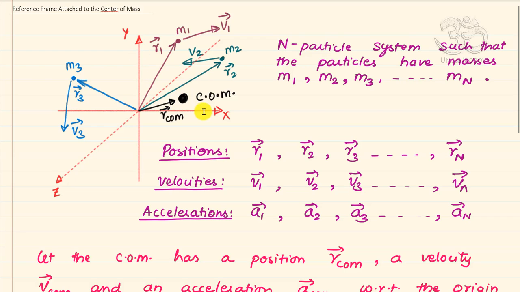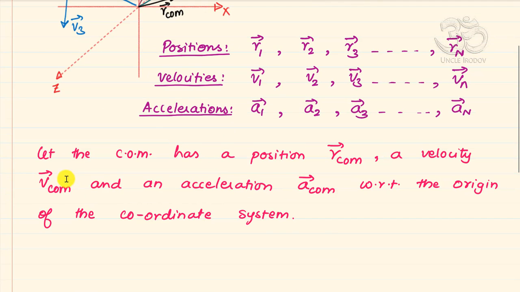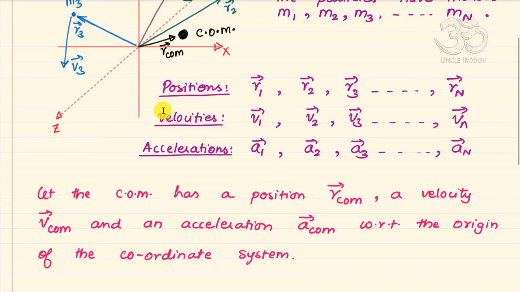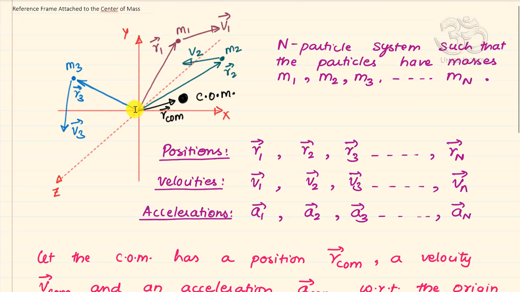So this x, y, z is a different coordinate system. I'm going to create a different coordinate system, maybe x prime, y prime, z prime, that will always be centered at the center of mass. So I will always be at the origin of that coordinate system, and I will have a certain velocity, a certain acceleration with respect to this origin here, which I may call O.